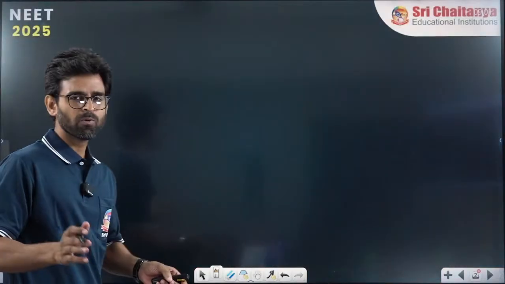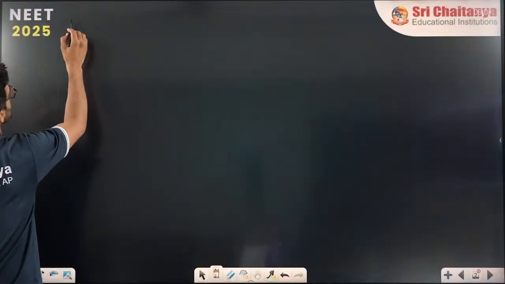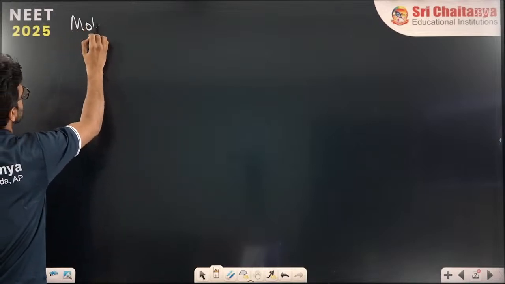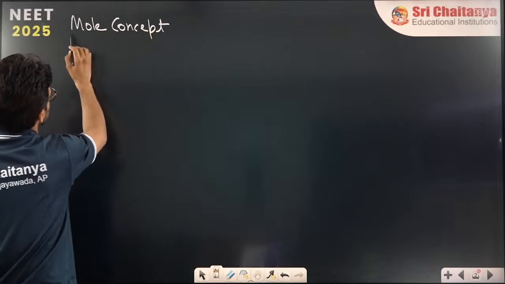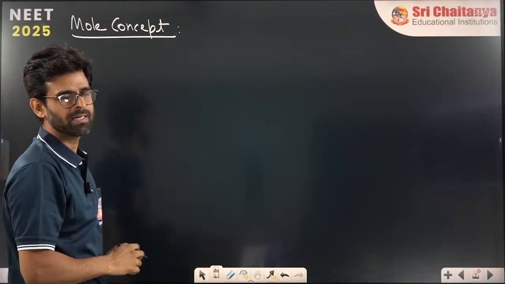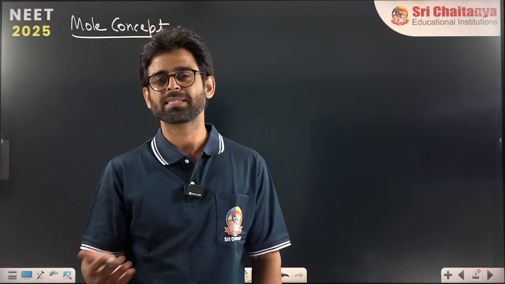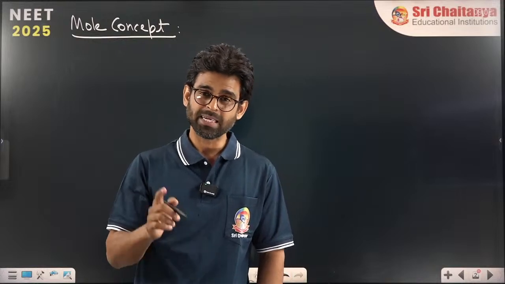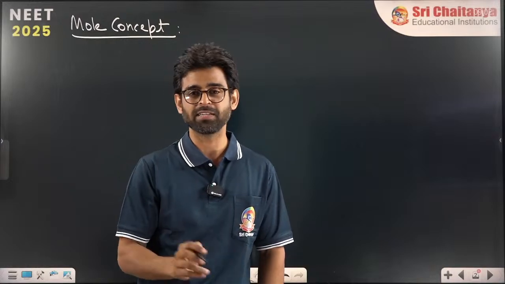As I said, we will move chapter by chapter. So we are starting with the mole concept, or you can say stoichiometry. If you see the first chapter, we can call it mole concept because mole is the most important part of this chapter. You can say some basic concepts of chemistry. It gives 2 to 3 questions in the NEET exam, but it decides many questions from different chapters. That's why it is very, very important.